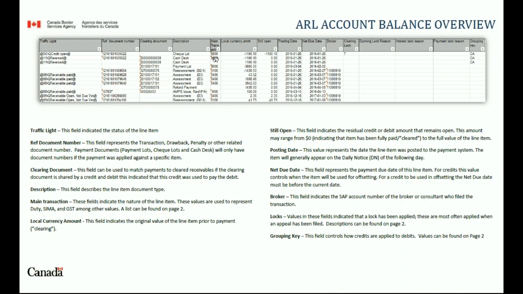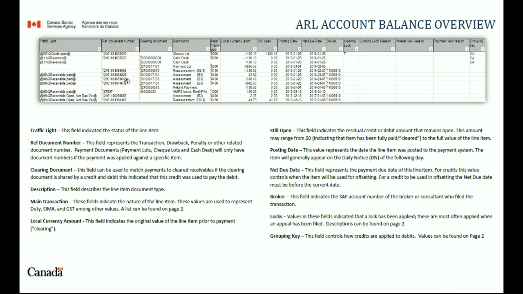The main transaction will generally be 8,000 for any sorts of payments. Where it becomes more relevant and useful is if you look at B2 and B3 documents, the numbers will change. On the second page, which we'll get to a little bit later, there is an actual key for these values that indicates whether the line item is duty, Special Import Measures Act, GST, or a variety of other categories of tax.